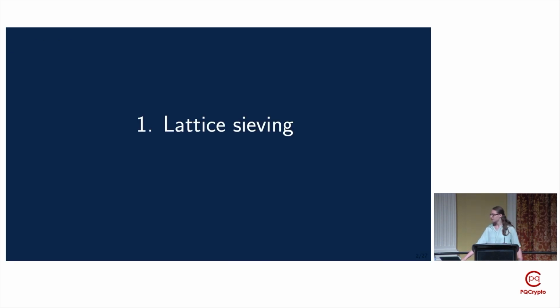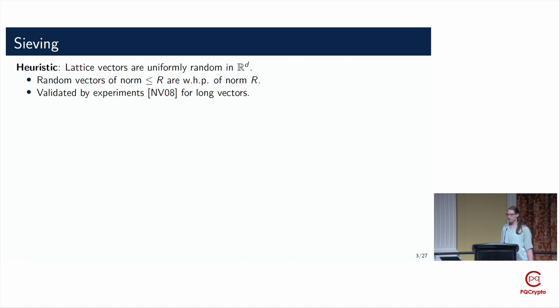So first of all, lattice sieving. Sieving is a class of heuristic algorithms, and the main heuristic we use is that we assume that lattice vectors are uniformly random in R^D. It's just a simplification to analyze the complexity of the sieving algorithms. And actually, random vectors of norm at most R: if you consider a ball of radius R and pick a random vector in this ball, it will be with high probability on the border of the ball. So in fact, it will be on the sphere of radius R. You have to think in high dimensions to have this intuition.